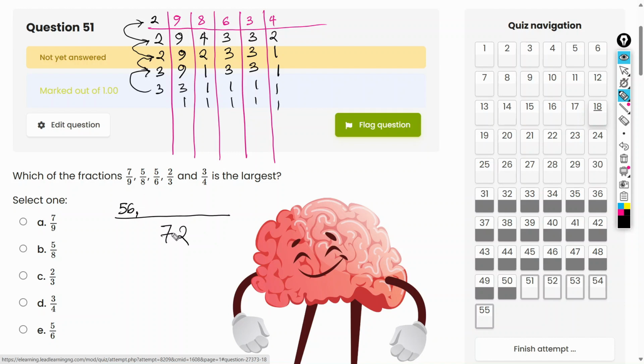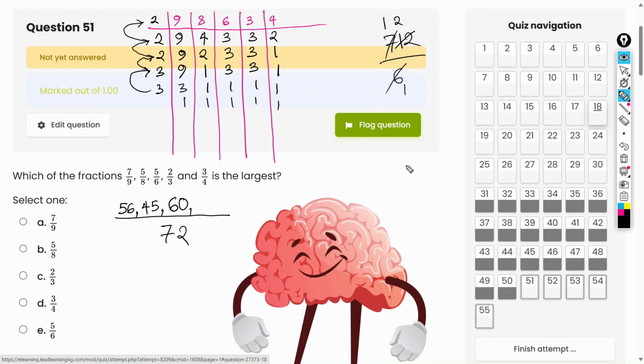8 into 72 is 9. 9 times 5 is 45. 6 into 72 is, let's do that, 72 divided by 6. 6 into 7 is 1, remember 1. 6 into 12 is 2. So 6 into 72 is 12. 12 times 5 is 60.